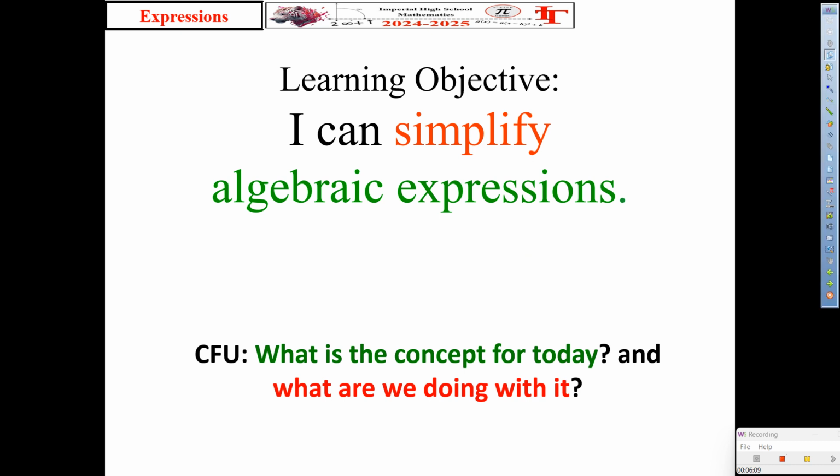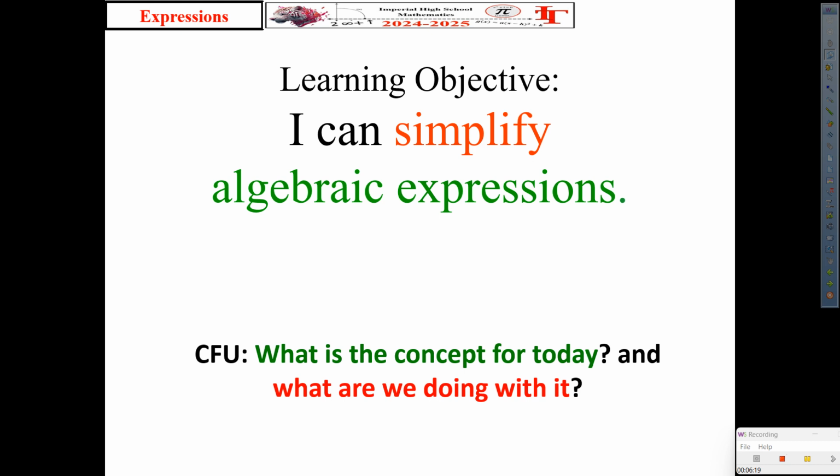So, if I was to ask the question, what is the main concept for today? Tell your neighbor, what is the main idea for today? Yes, algebraic expressions. And what are we doing, everyone? Simplifying. Why, Mr. Q? Because we can't solve them. Right? All right. Yeah, I just wanted to make my point across since yesterday.